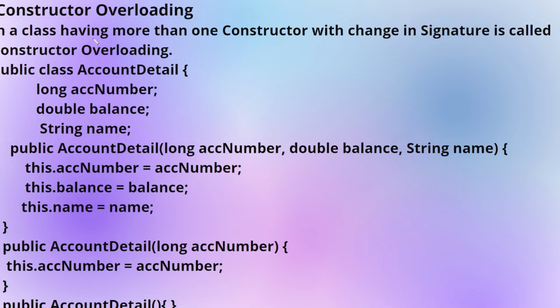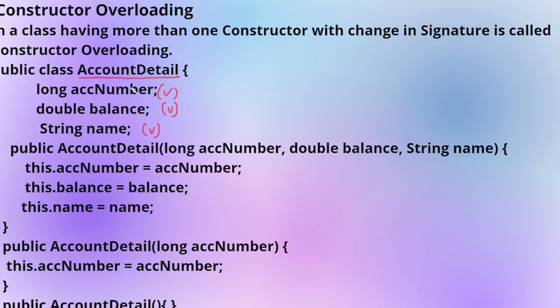A class having more than one constructor with a change in signature is called constructor overloading, same as that of the method. So now you have one class with account details. Long account number is one variable. I'll just write v. Double balance is another variable. String name is another variable. So there are three variables.